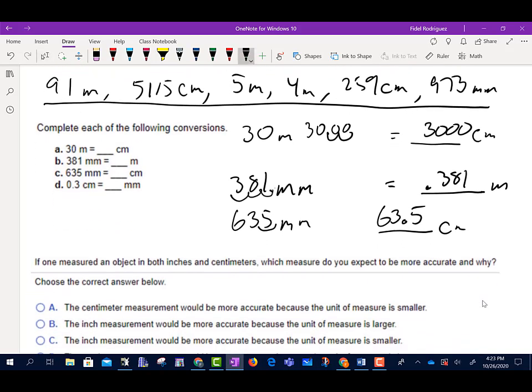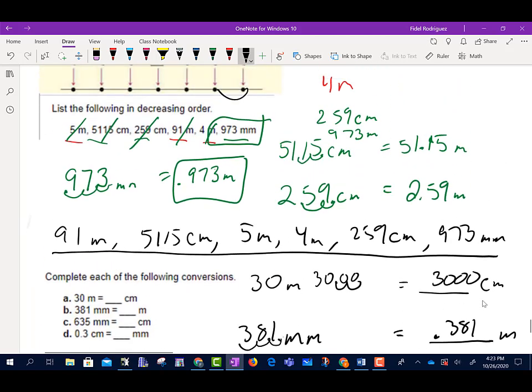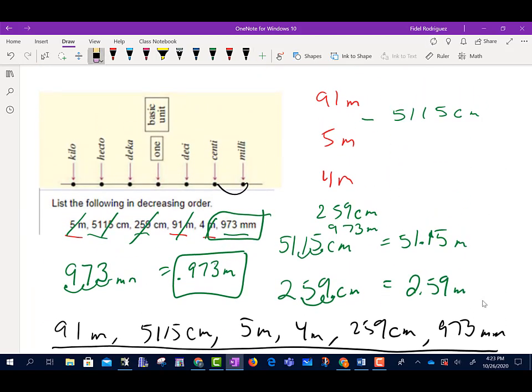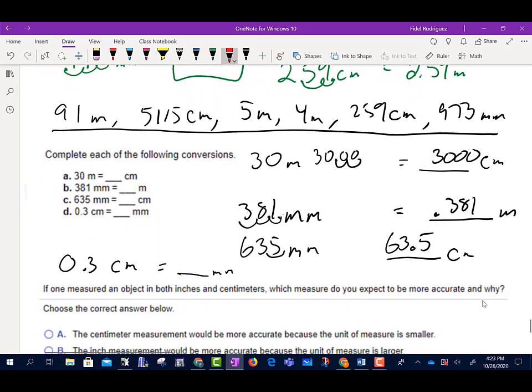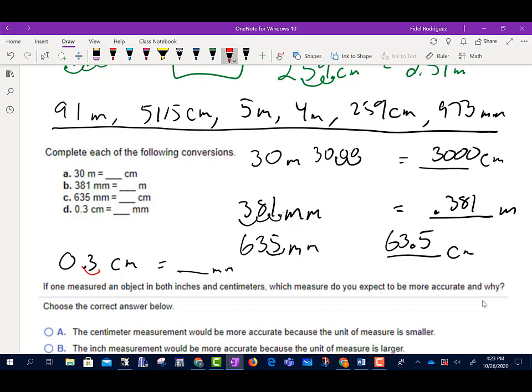And then 0.3 centimeters to millimeters. Okay, so 0.3 centimeters. I'm now going from centimeters to millimeters. I'm moving 1 to the right. So 1 to the right would be 3 millimeters.